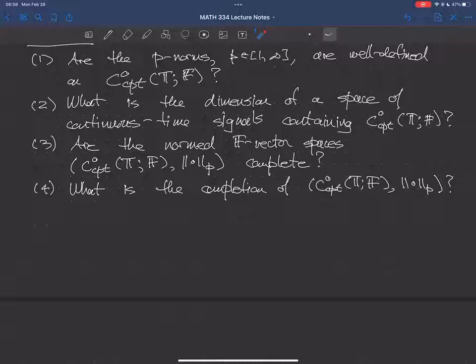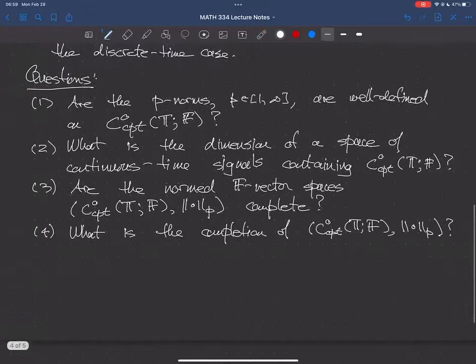So in the case of the integral norms, the completion of this is actually quite complicated. In particular, the completion is not really a space of signals. It's a space of equivalence classes of signals, and we'll see exactly what that is. So these are the questions that you can ask when you start thinking about continuous time signals, and we'll answer them.